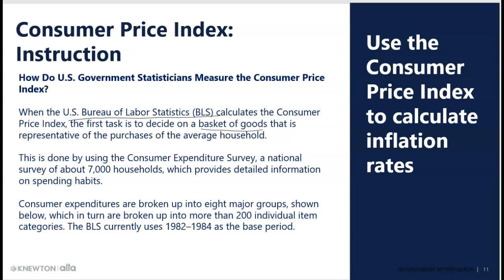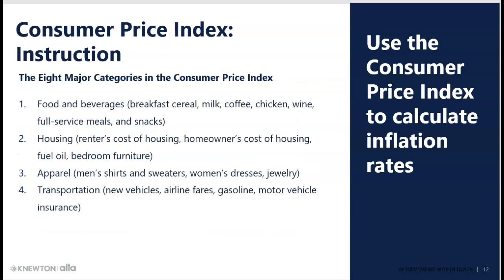So they have to compare the cost of this basket of goods in 2 different time frames. So they do a survey to figure out what kinds of things people spend their money on. And they end up breaking this up into 8 major groups. Currently they use 1982 to 84 as the base period. So they use that basket of goods. It's probably time to update that, in my opinion, but it is just an opinion.